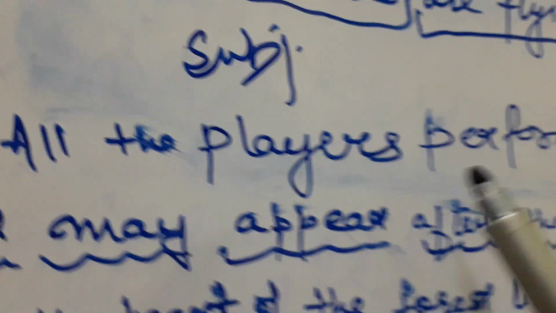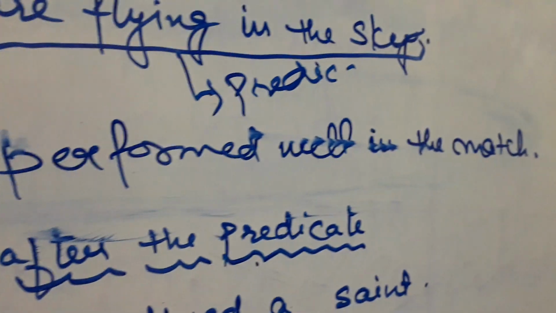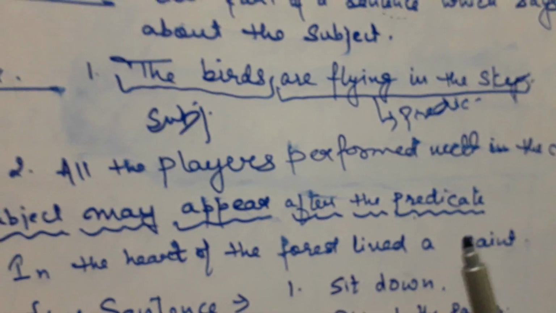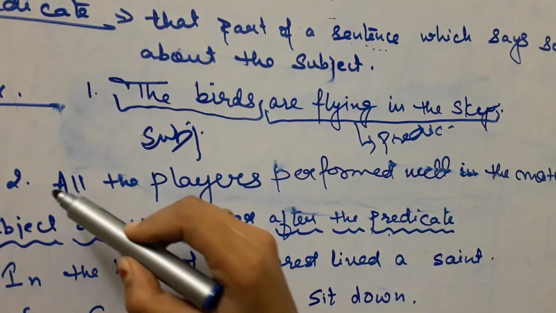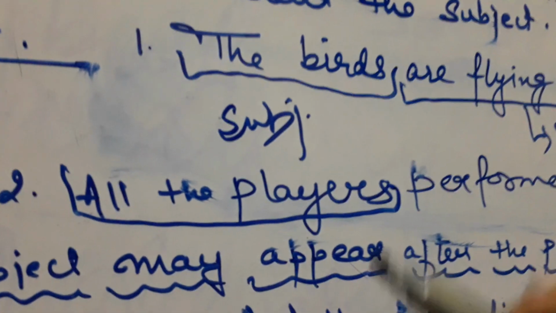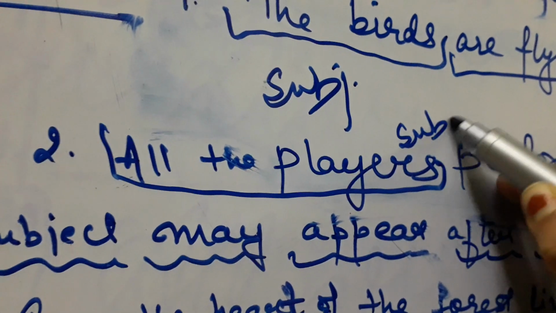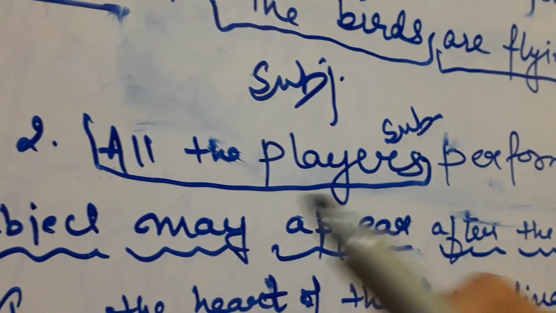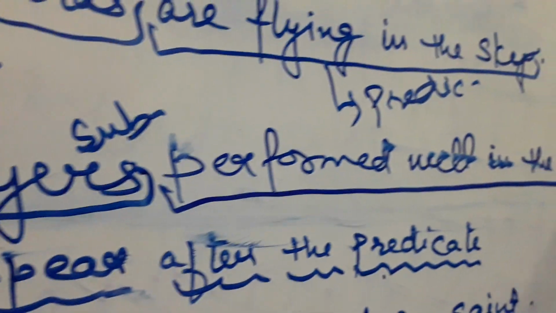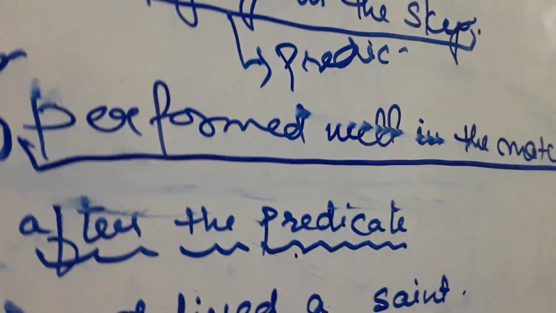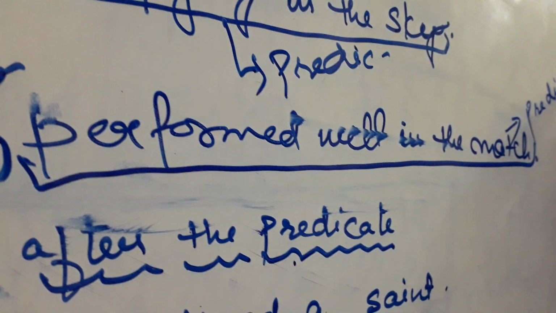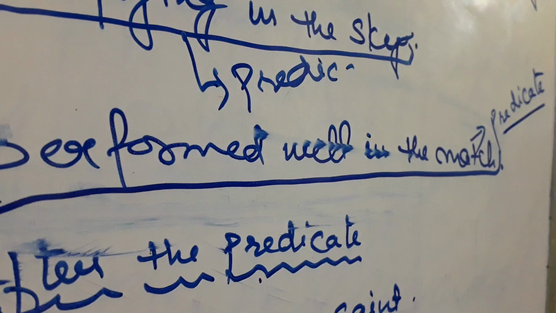All the players performed well in the match. So children, what are we talking about in this sentence? We are talking about all the players. So this will be the subject. And what are we talking about the players? We are saying that they performed well in the match. So this will be called the predicate. Right?